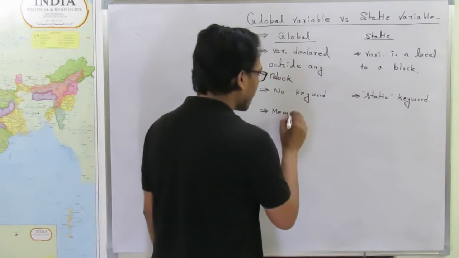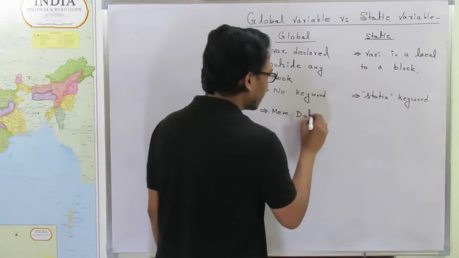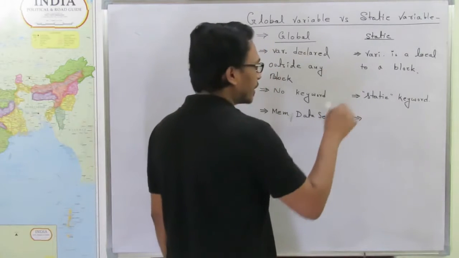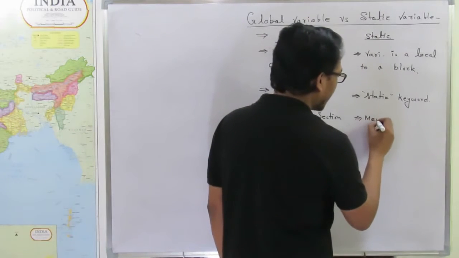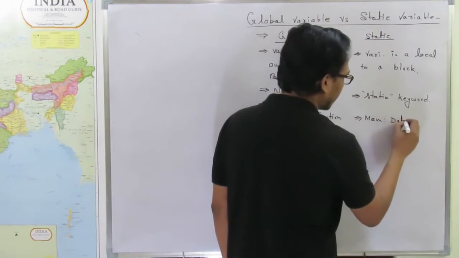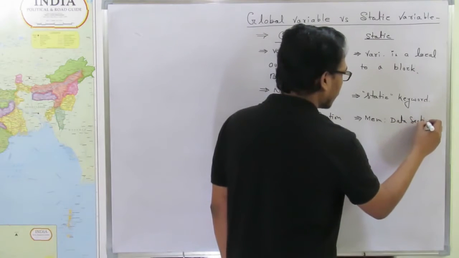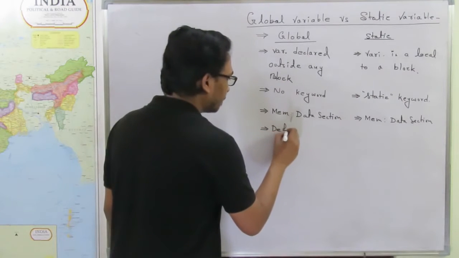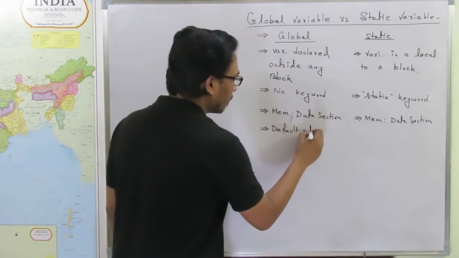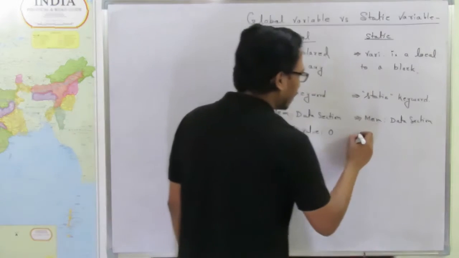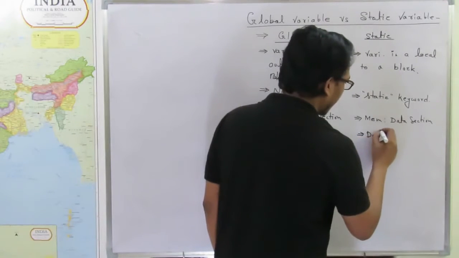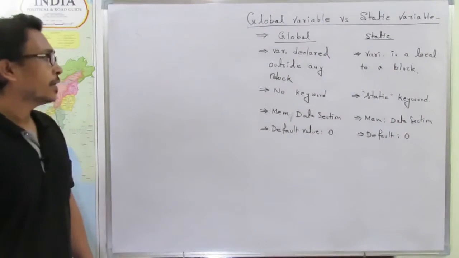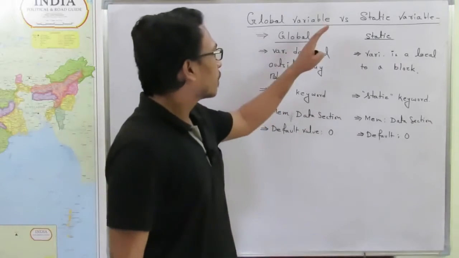Next thing is memory allocated from data section. In this case, for static variable also, memory is allocated from data section. Now for default value, it is 0. Here also default value is 0. Clear?